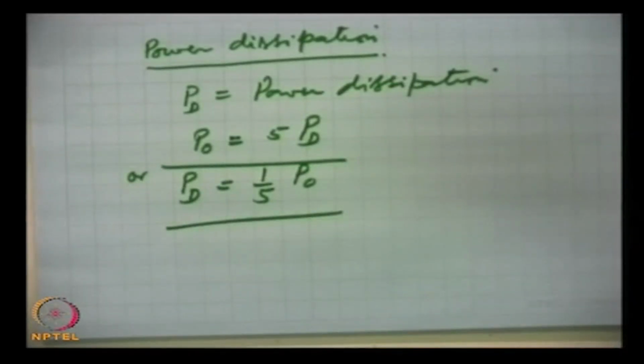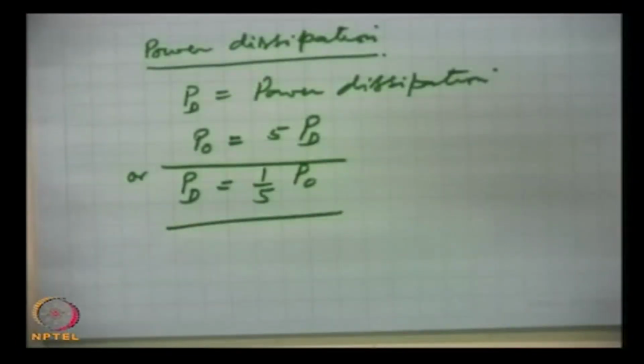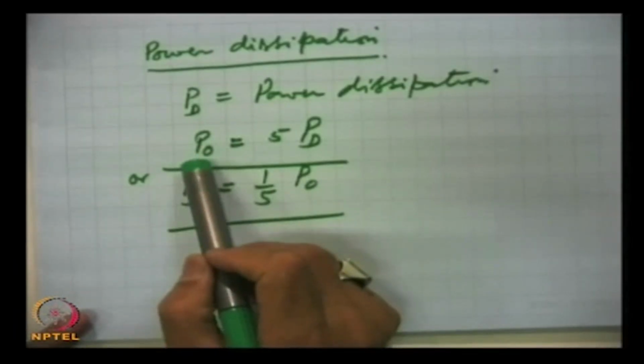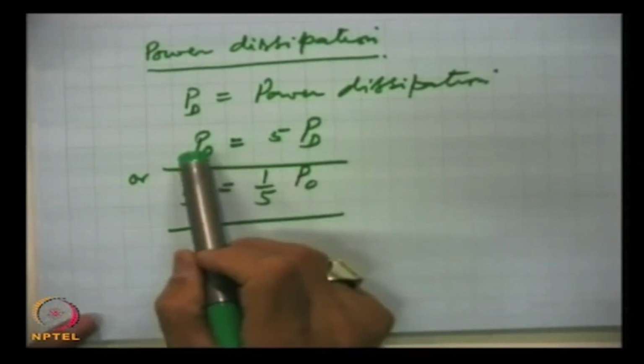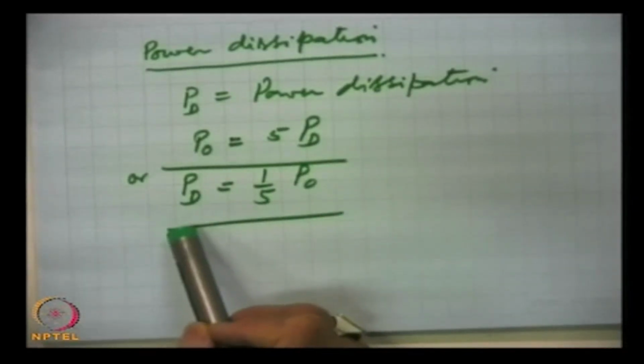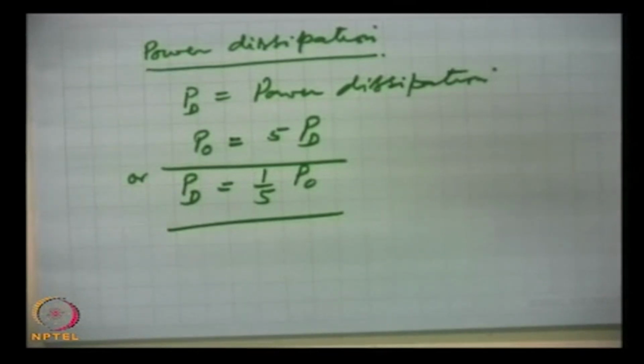This is another point which goes in favor of class B push pull amplifiers. If we want output power as say 50 watts or 100 watts, let us say PO is 100 watts, then we need transistors which can dissipate only 20 watts of power. So, this is a big gain with class B power amplifiers.